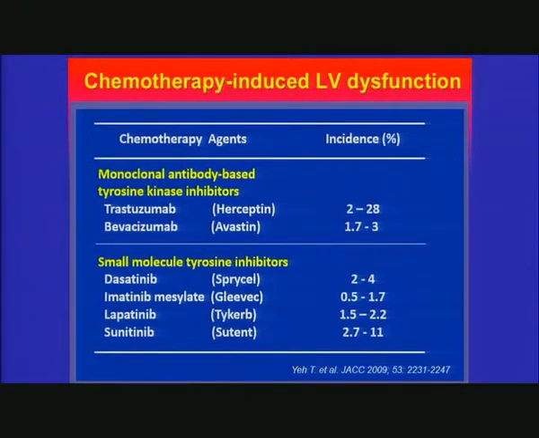Another type of anti-cancer drug is the monoclonal antibody and tyrosine kinase inhibitors. This is trastuzumab, Herceptin, and the incidence of LV dysfunction is up to 28%. It is not so small. And Avastin is more or less similar. And small molecule tyrosine kinase inhibitors, Glivec, Tykerb, or Sutent, also to some extent have an incidence of LV dysfunction that we have to care about.